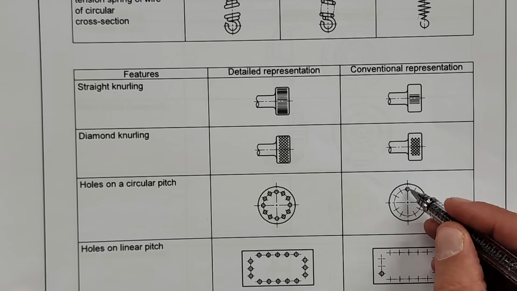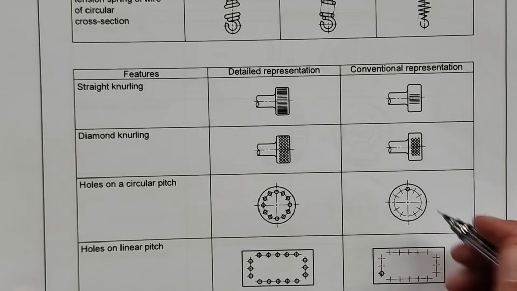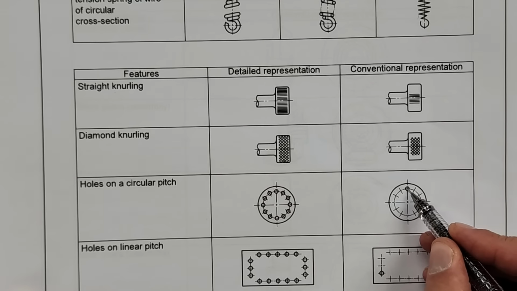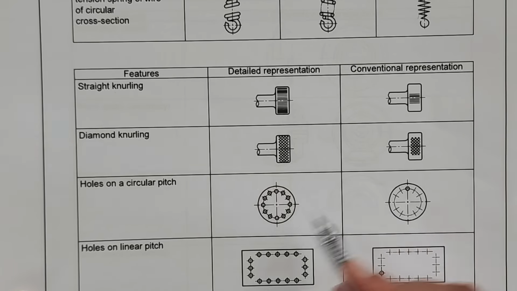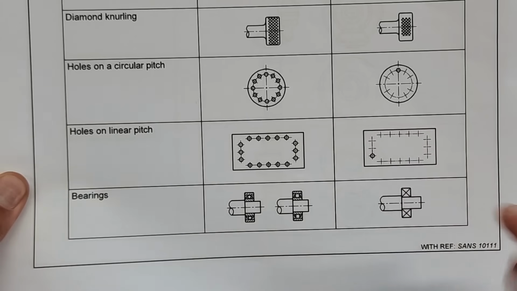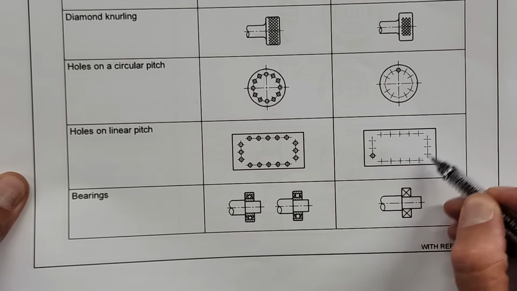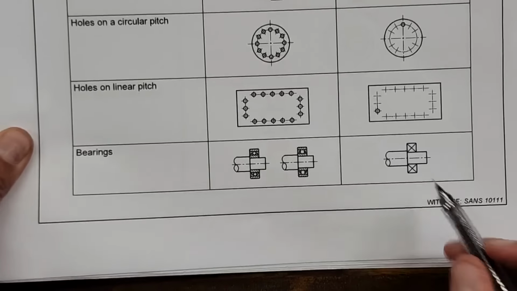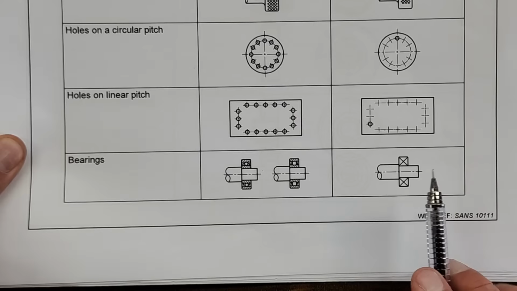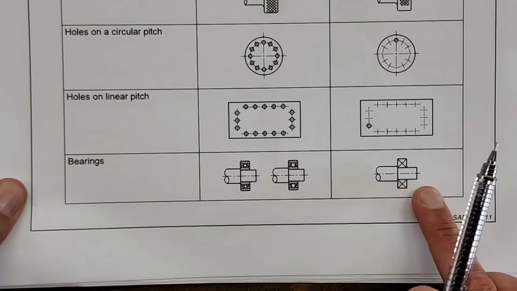If we've got a pitch circle diameter, the abbreviation here is PCD, or pitch circle diameter. We only draw one and the others are just indicated. So this method is important for you. Holes on a linear pitch, again, not necessary to draw all of them, just indicate the centers of those holes. And then a bearing, again, the detailed representation. This was also, I think, last year, so please make note that you know that one.